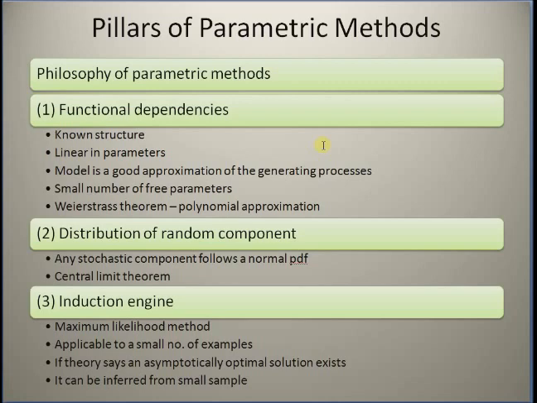So the theory behind this idea is that there are many mathematical proofs that say that an asymptotically optimal solution exists. If an asymptotically optimal solution exists, then it is possible to infer that function or those parameters basically from a small set of samples or a small sample of the real world data. So these are the three main foundational ideas behind the parametric approach.